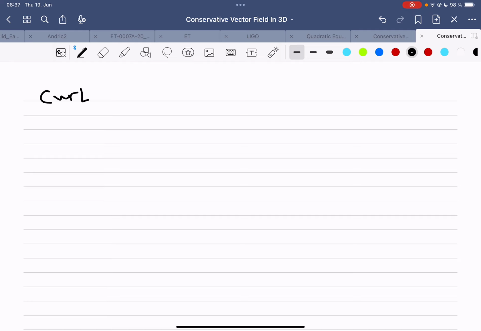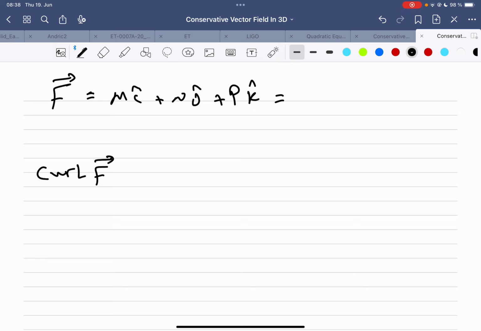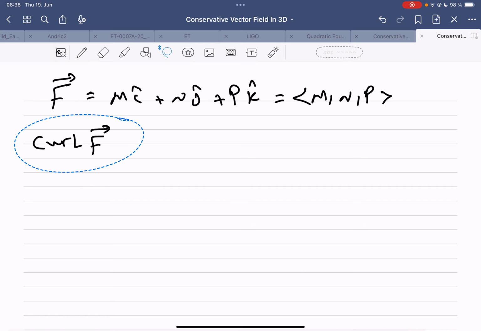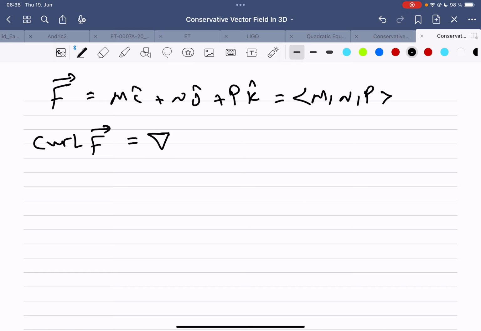Curl of F, first of all, if we have F equal Mi plus Nj plus Pk, or M, N, P. So curl of F is the same as nabla cross F.